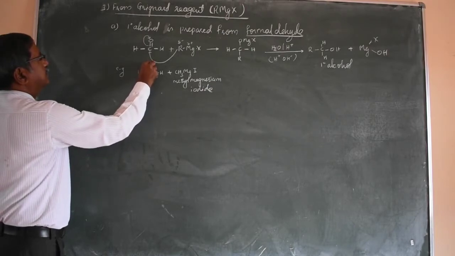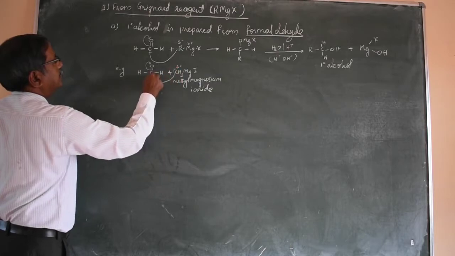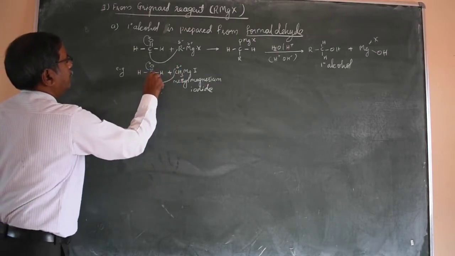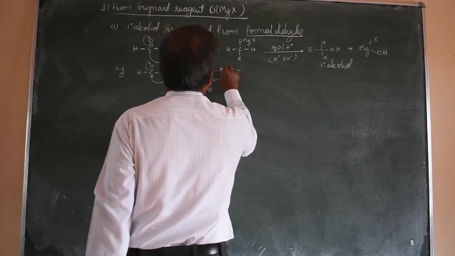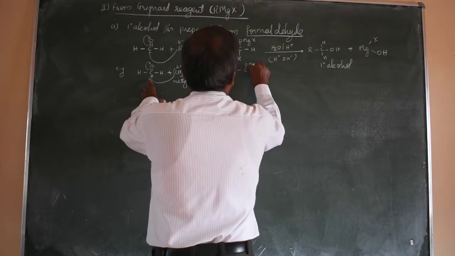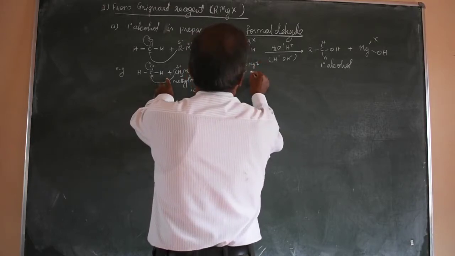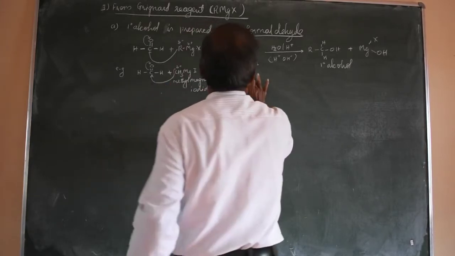Electron moves onto this oxygen, it becomes partially positively charged, so it links to this one, and the product is H, then C, O, MgI, and afterwards H and R. I mean it's a CH3.